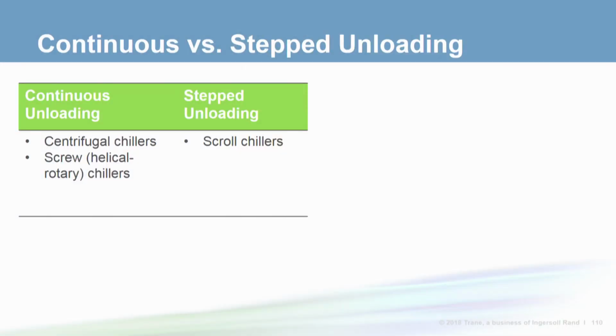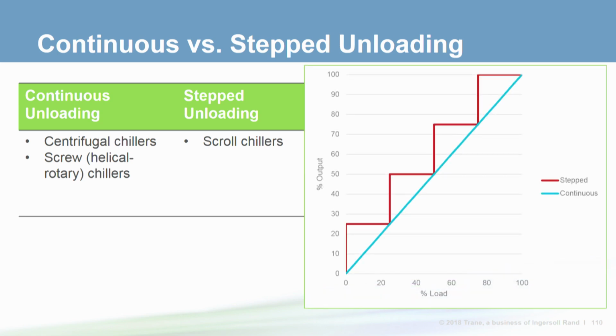There is one other very important control issue, and it is dependent on the mechanism used to unload the chiller. Centrifugal and helical rotary chillers unload continuously, so the leaving water temperature can be maintained close to set point. Chillers with scroll compressors, however, unload in a stepped function. Compressors are turned on and off to satisfy load. When they do, the leaving water temperature cycles between 2 points, one above set point and one below, but on average, the set point is maintained.